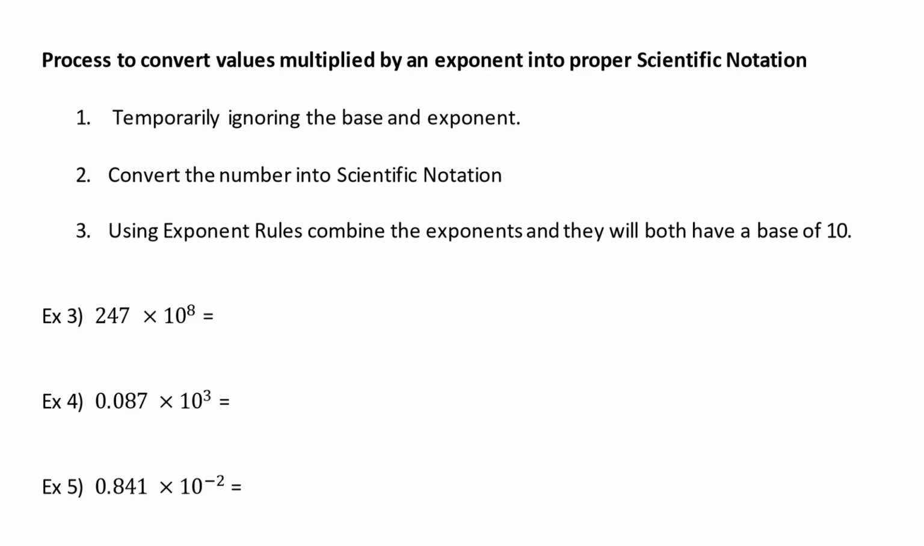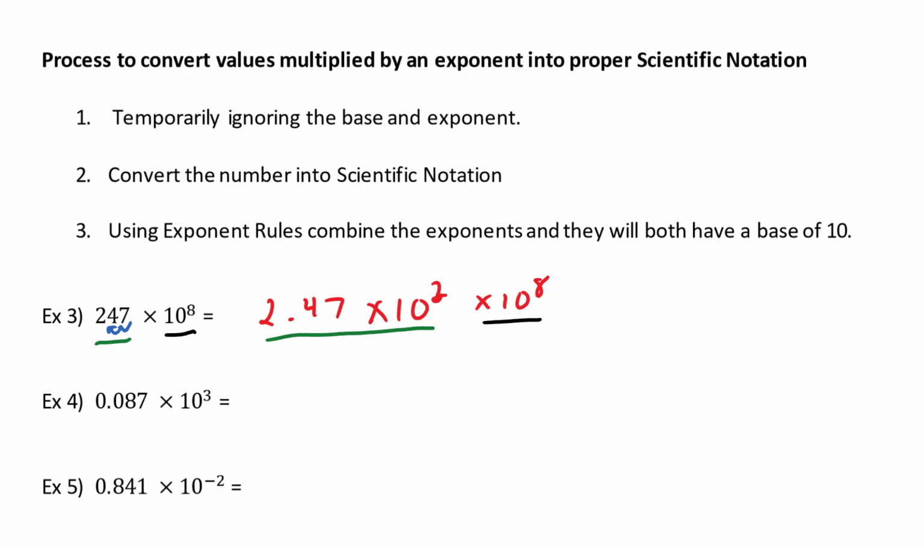Step number 1, we're just going to completely ignore this part. Just temporarily imagine it's not there. Let's convert 247 over to proper scientific notation. We move the decimal place over 1, 2 spaces. This gives me 2.47 times 10 to the positive 2. Let's now put this back in, times 10 to the 8. So this value is here, and this value is here.